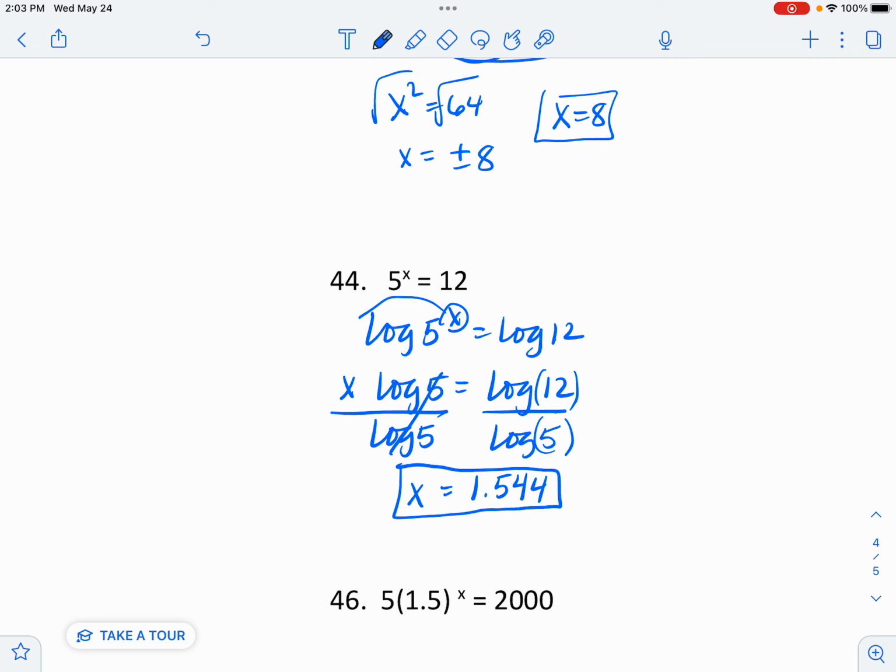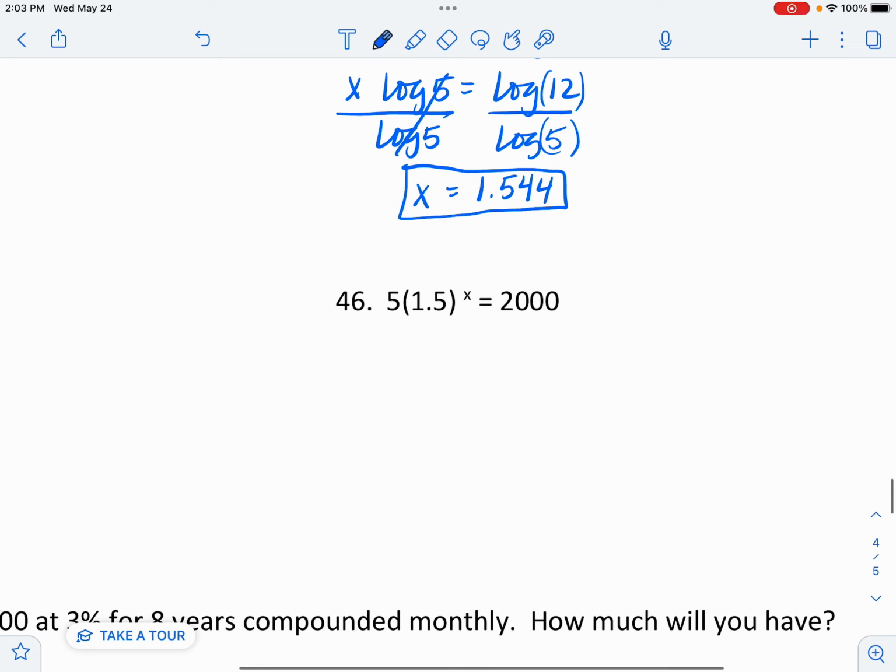All right. Okay, number 46. Now, you guys, there is something like this on your final, so I would make sure that you star that. If I want to get to this x here, I'm going to get rid of this 5 first. So I'm going to divide both sides by 5. So that cancels, and then I get 1.5 to the x equals 2,000 divided by 5 is 400.